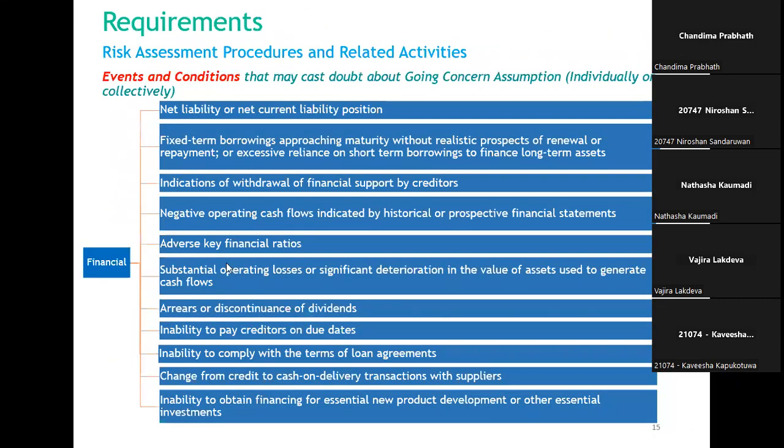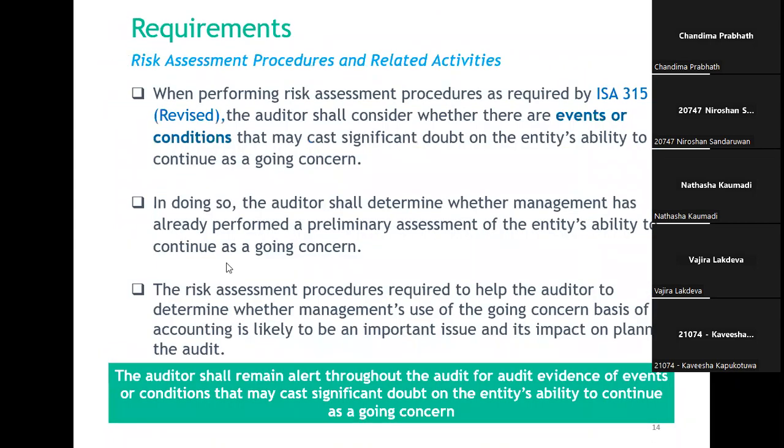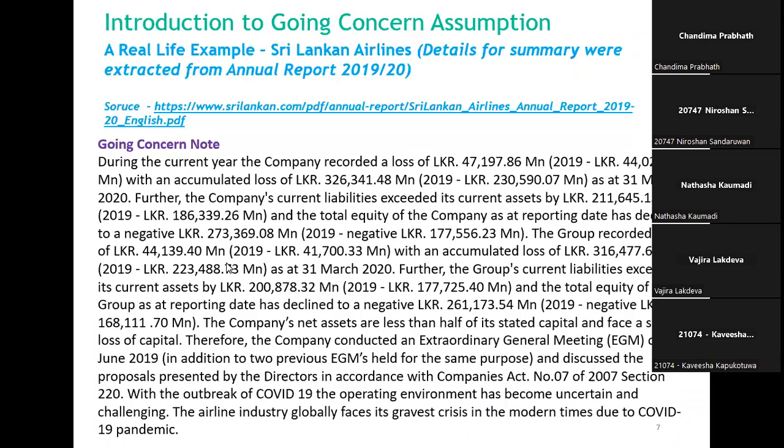Now, there are three events or conditions under three categories: financial, operating, and other, right? Now, the going concern note in Sri Lankan Airlines. You all know that Sri Lankan Airlines is making persistent losses and its net assets are deteriorating. It has net current liabilities, but still it prepares the financial statements because the government provided a letter of support, right? Do you see now, at a high level, these are the events or conditions.